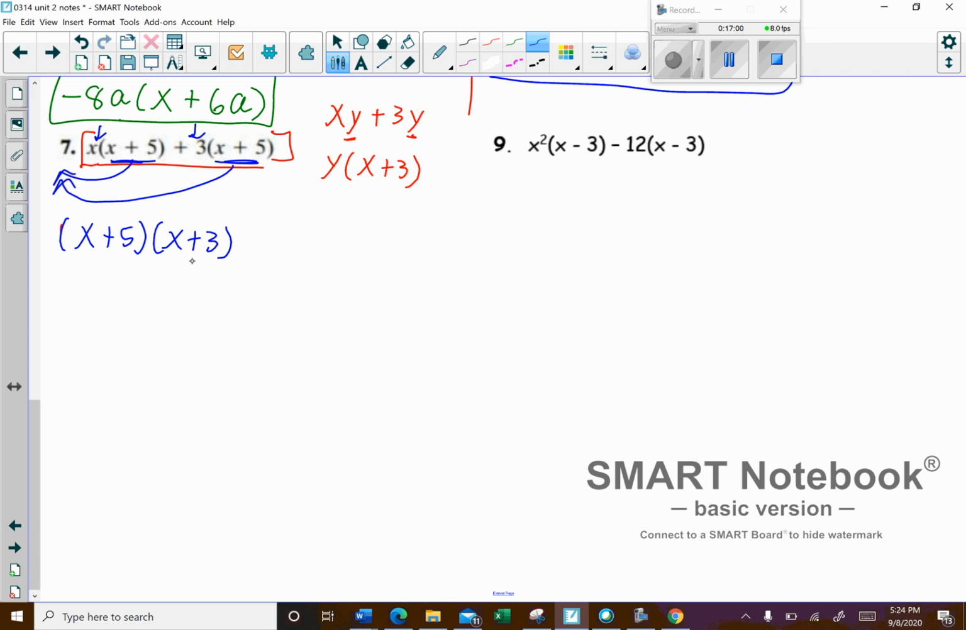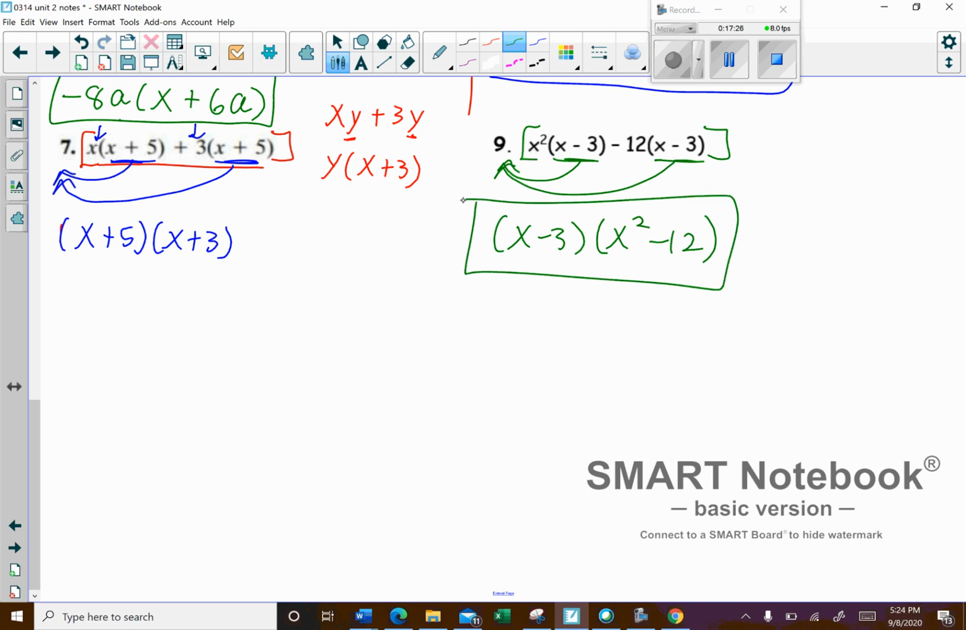Okay? So I've got another one. It's identical to the one we just did. It's the same idea. So I have x squared times x minus 3 minus 12 times x minus 3. So I'm going to take that x minus 3 and we're going to factor that. We're going to pull that common factor out. So x minus 3, and then what's left behind creates my other factor, x squared minus 12. And there we go. That's the answer.